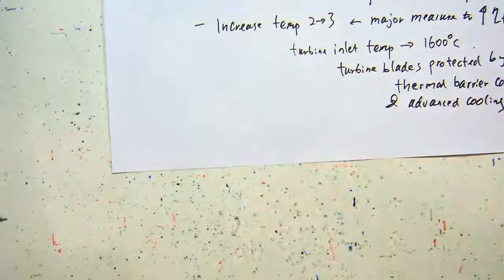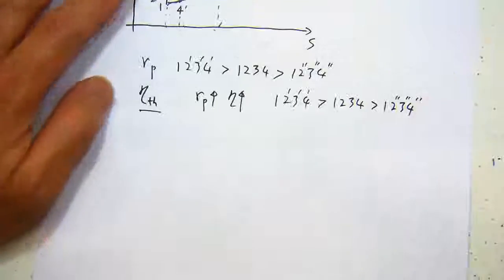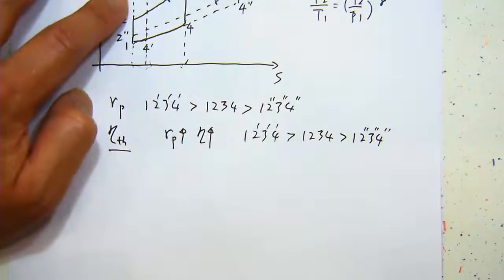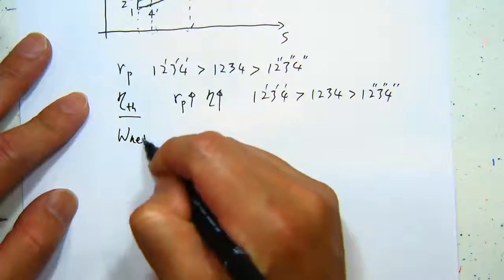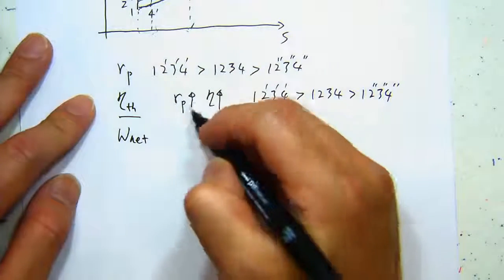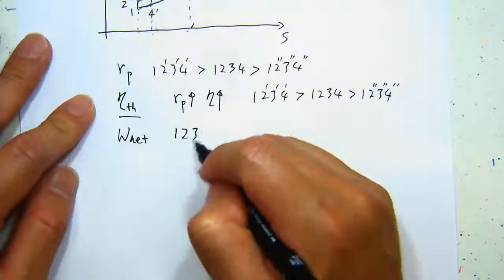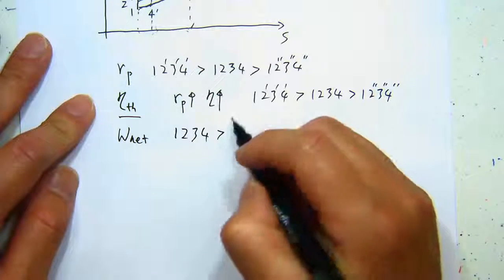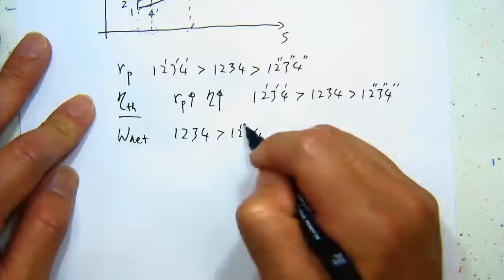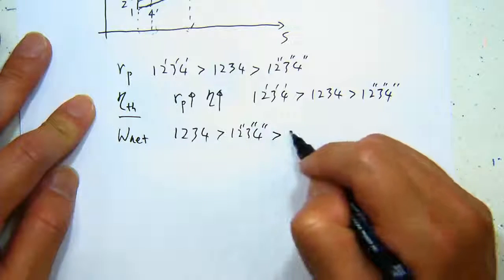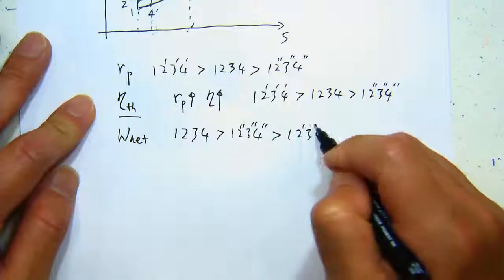I guess what I'm trying to say here is, in terms of efficiency, yes, this single prime case is more efficient, but in terms of work output, it's not. So the case without prime is higher than the double prime case, 1, 2, 3, 4, and higher than the single prime case.